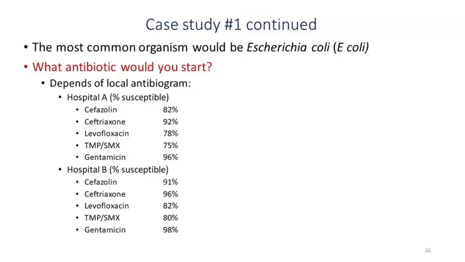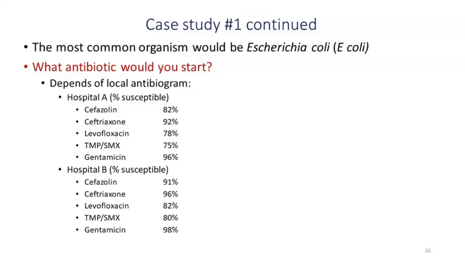Both institutions have high levels of susceptibility to third-generation cephalosporins, and as is common throughout the U.S. and the world, levofloxacin, a fluoroquinolone, and trimethoprim sulfamethoxazole have about a 20-plus percent resistance rate and are really not good agents to use empirically. So if you were in Hospital B, cefazolin would have been a very reasonable choice. If you're in Hospital A, you may have wanted to go to a third-generation cephalosporin. So knowing your local antibiogram is very, very helpful in managing these cases empirically.